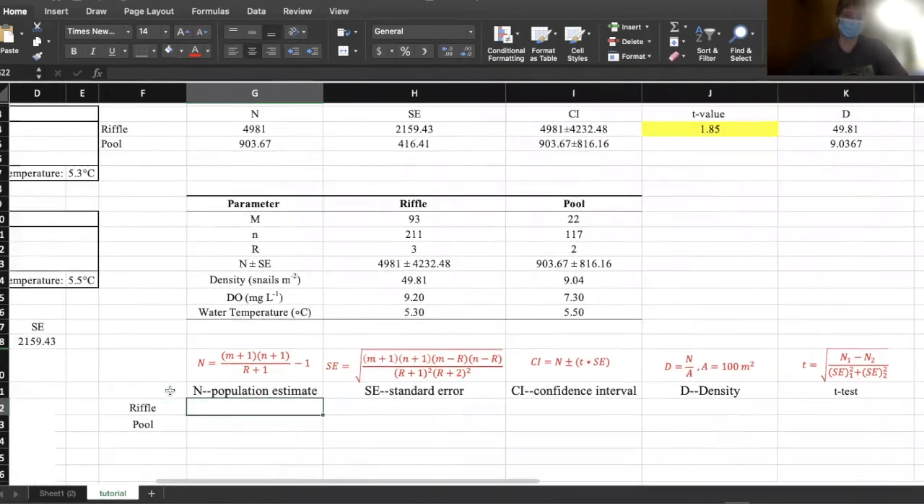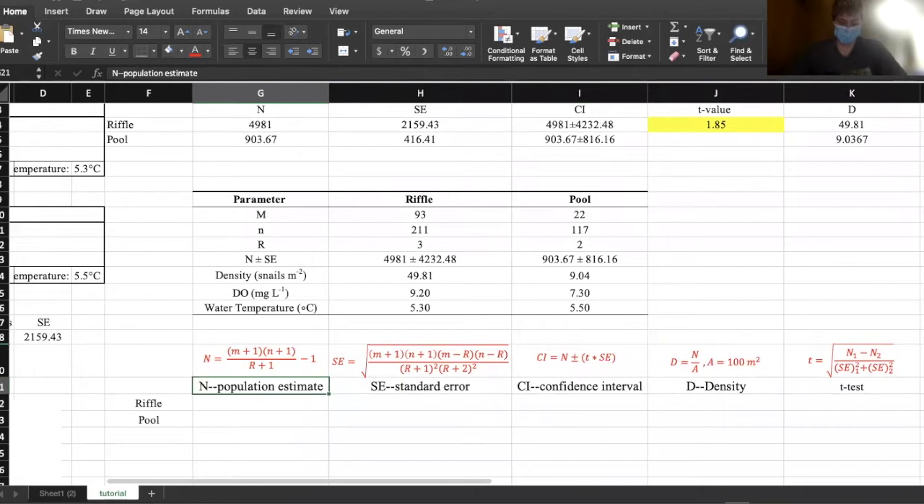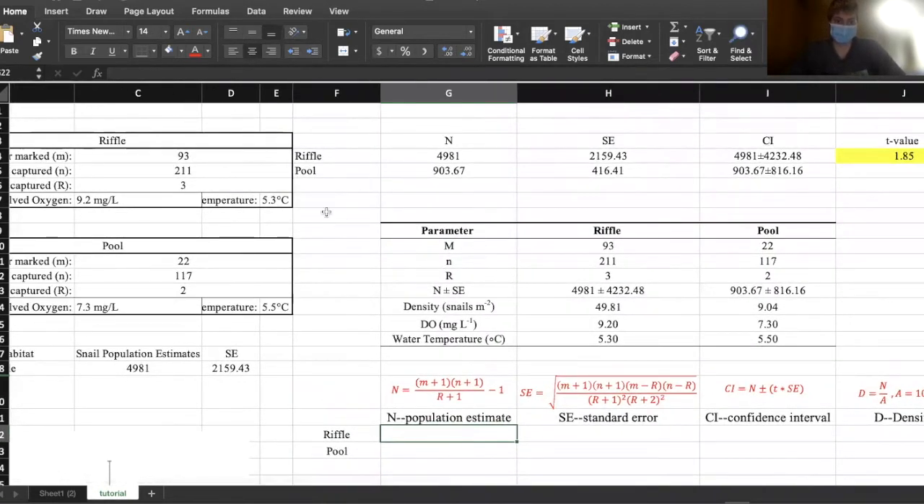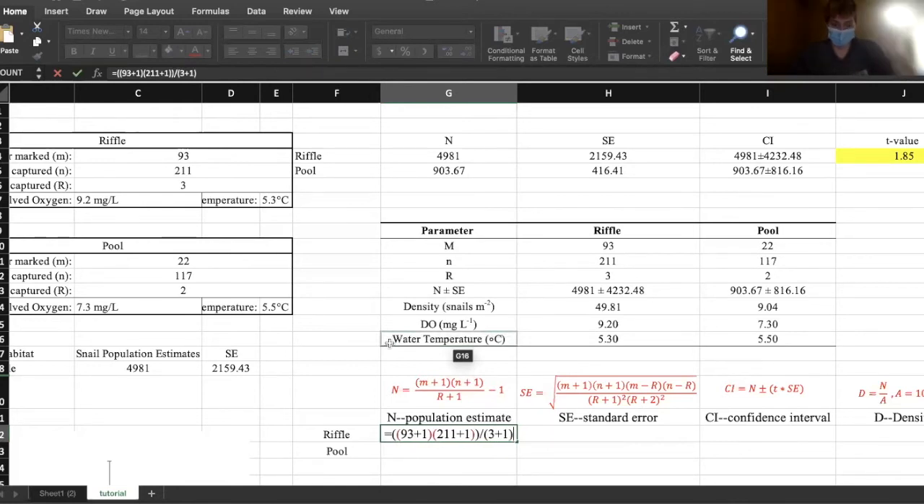But it's really simple. The first calculation you're going to do is big N, the population estimate. For the riffle section, the equation will go like this. You're going to take the total marked, which is 93, plus 1, and then the total captured, which is 211 for this one, plus 1. Then divide all of that by the number of recaptured individuals plus 1, so 3 plus 1. And then all of that will be subtracted by 1. I never get these parentheses right.